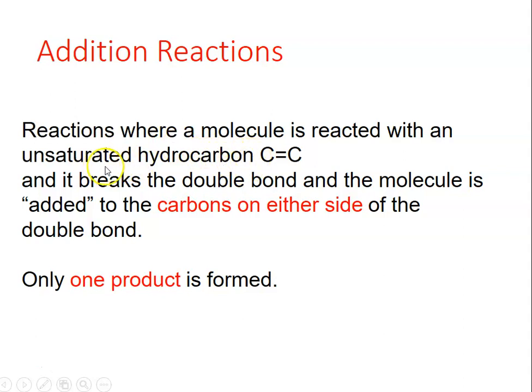Alkenes are molecules that are unsaturated, meaning that they have a double bond, a carbon-carbon double bond. And an addition reaction is going to break that bond, and you're going to add another molecule to either carbon. You can tell if something is an addition reaction because the two reactants add together to make one product. So if you only have one product, then it's possibly an addition reaction.